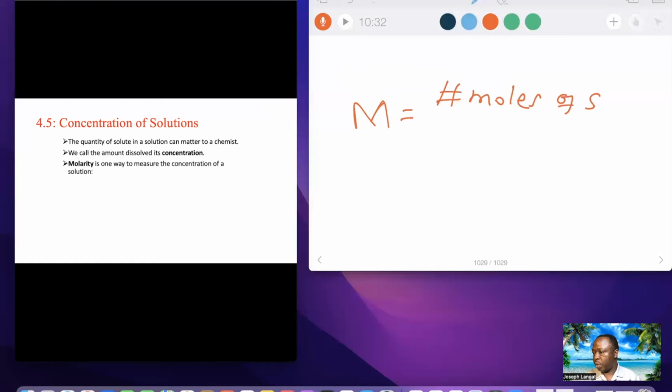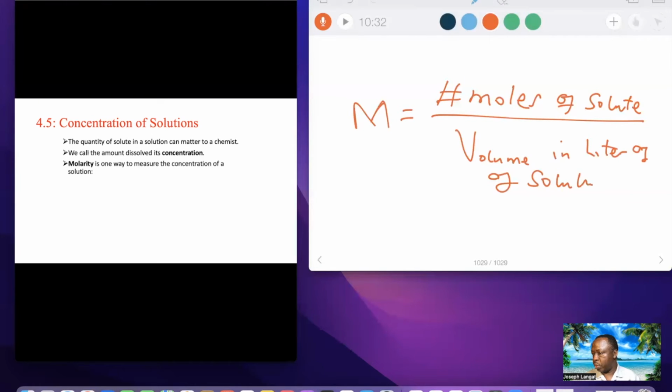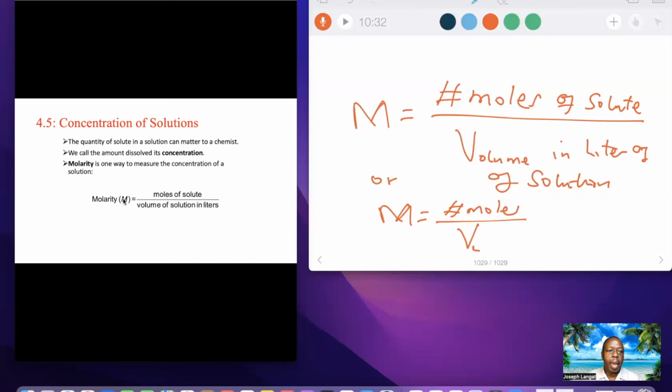And we use this: molarity equals number of moles of solute over volume in liters of solution. Sometimes it's just abbreviated as M equals number of moles over V, with subscript L, for volume in liters of solution. So remember, M is number of moles of solute over volume in liters of solution.